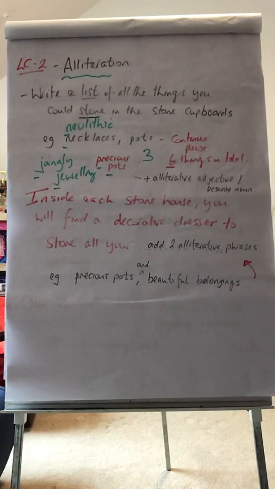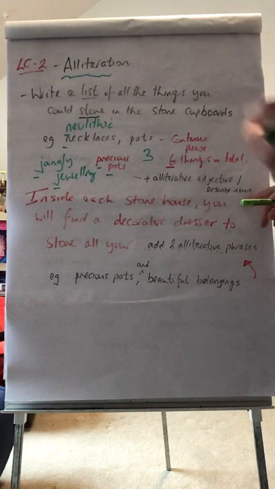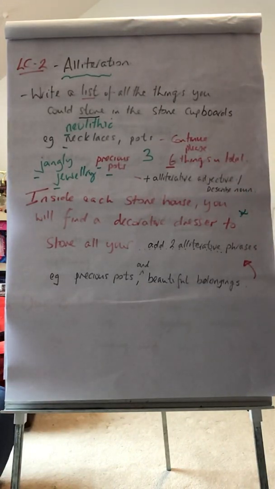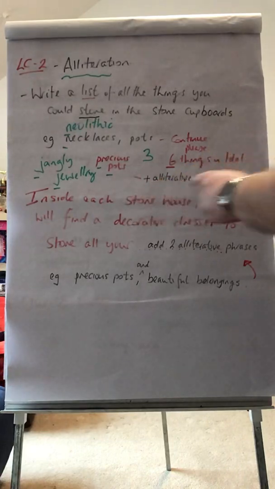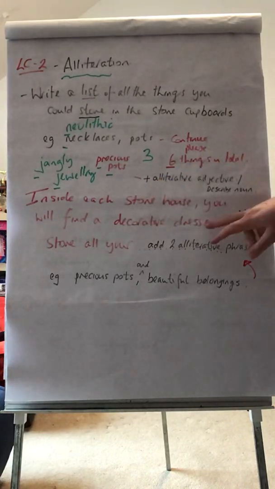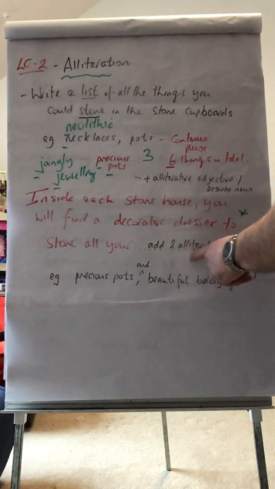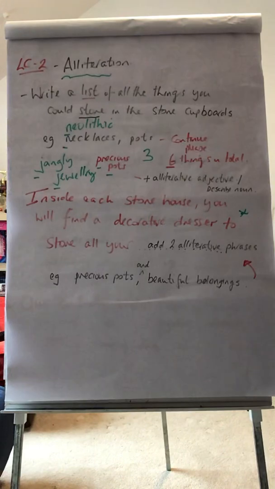So then, when you've done that, I'd like you to copy this out, which is in red. This is your free sentence starter for Learning Chunk 2. So this section, you know where it should go. It goes at the bottom of your page. Inside each stone house, you will find a decorative dresser to store all your, and then what I'm asking you to do is add 2 of the alliterative phrases that you've designed in the top section and put them at the end of this sentence starter. So this is your freebie, and this is your sentence starter that you're going to start Learning Chunk 2 with.